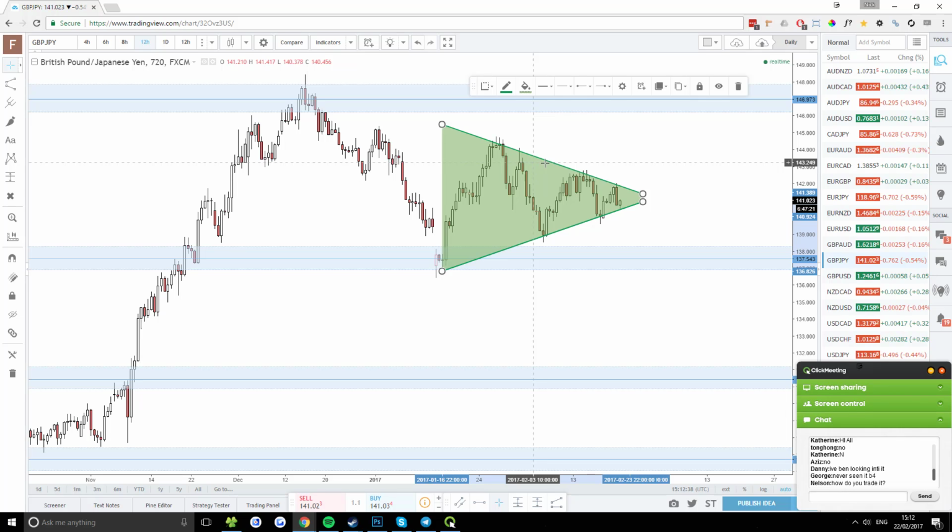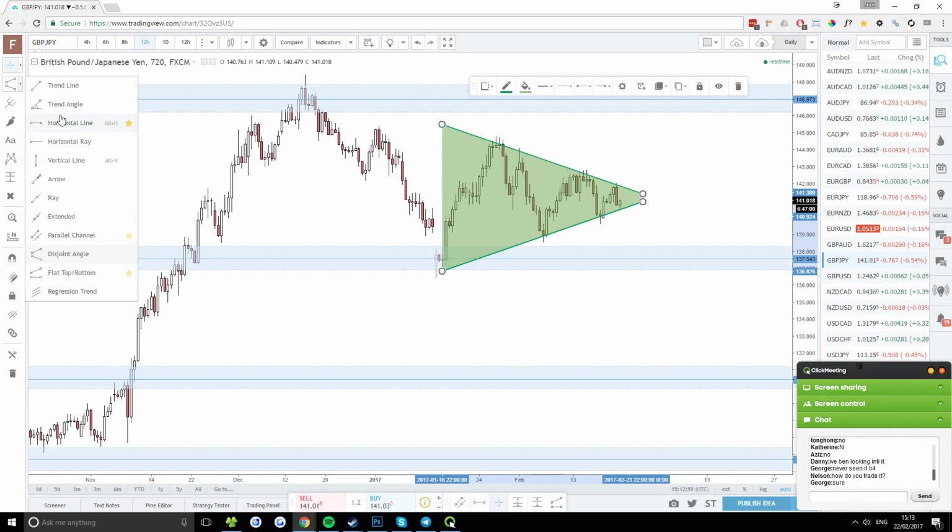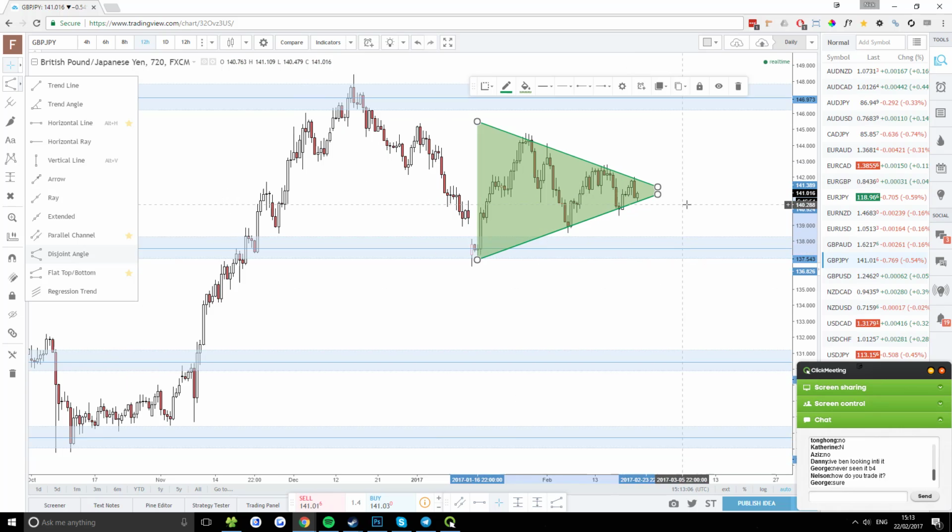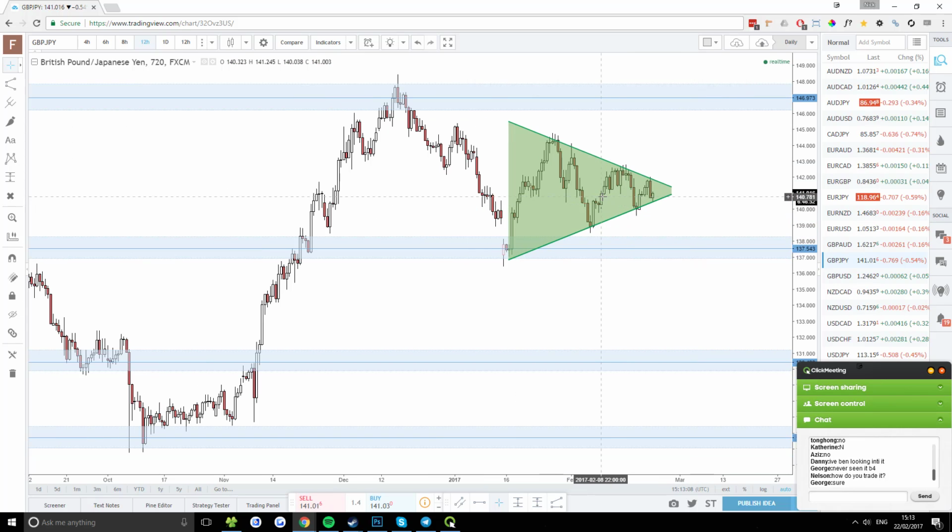Let's keep an eye on GBP JPY. Let's just see what happens. Can someone do me a favor and post this to the forum? I'm really busy today, and I just am not going to find the time. If you're on TradingView, use the disjointed angle tool, but it doesn't really matter. If you're on an MT4 or whatever, just draw two trend lines into a wedge. I'm just curious to see what happens.